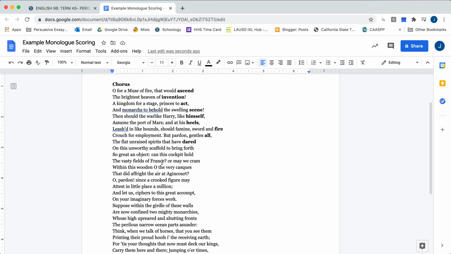Oh, for a muse of fire that would ascend the brightest heaven of invention! A kingdom for a stage, princes to act, and monarchs to behold the swelling scene. Then should the warlike Harry, like himself, assume the port of Mars, and at his heels, leashed in like hounds, should famine, sword, and fire crouch for employment. But pardon, gentles, all the flat, unraised spirits that have dared.